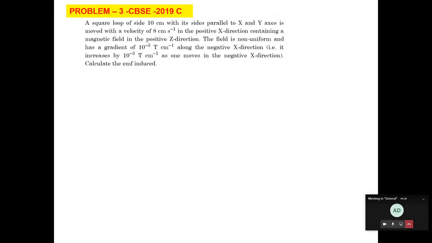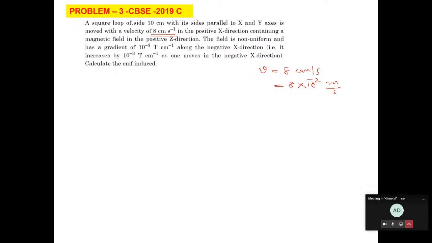Now let's see this problem. A square loop of side 10 centimeter with its side parallel to x and y axis is moved with a velocity of 8 centimeter per second. In such cases, immediately you have to convert centimeter per second into meter per second. How will you convert it? 8 into 10 power minus 2 meter per second.